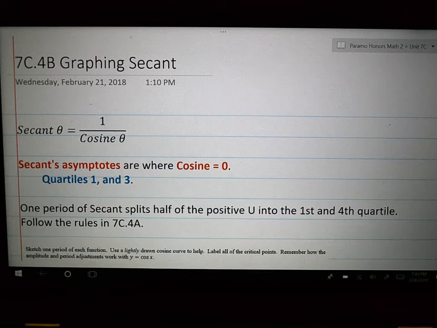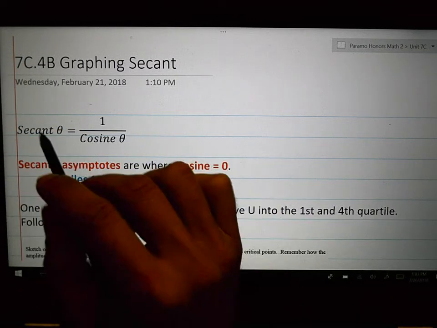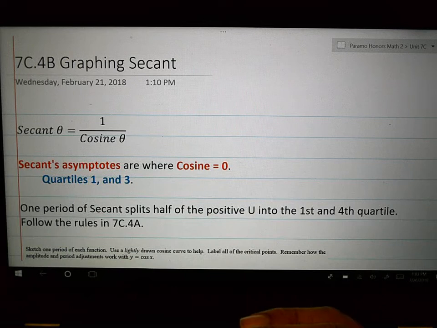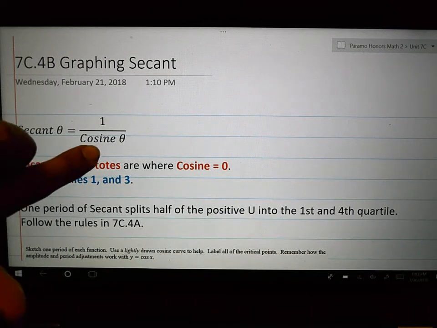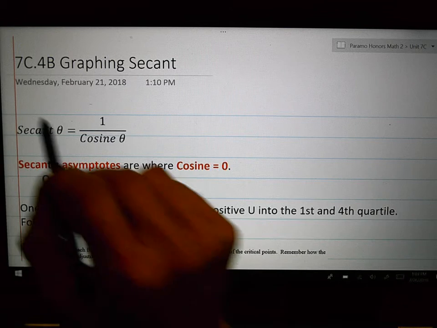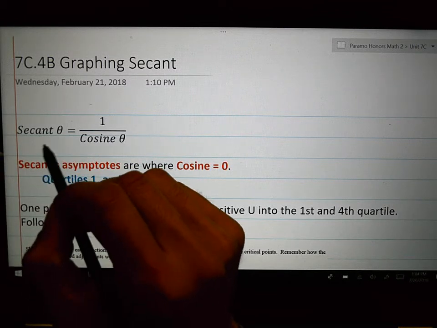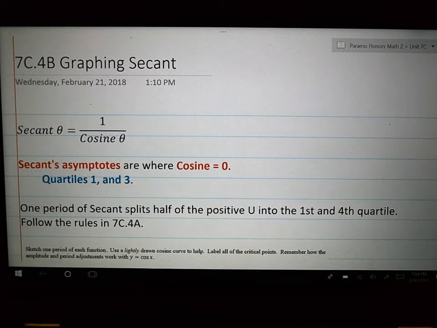This is the second half of graphing of 7C.4. It's for graphing secant. We already took notes on how to graph cosecant, and now I just wanted to remind you first and foremost that secant is the reciprocal of cosine. So with that being said, these two things are inverses of each other. And so if I know the cosine graph, then that's going to lead me to know what the secant graph is going to look like.